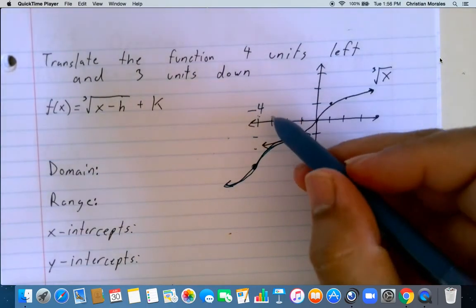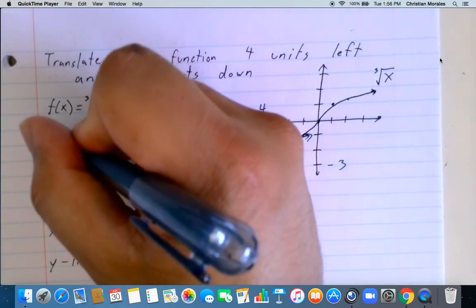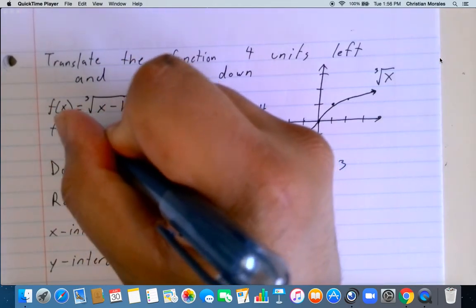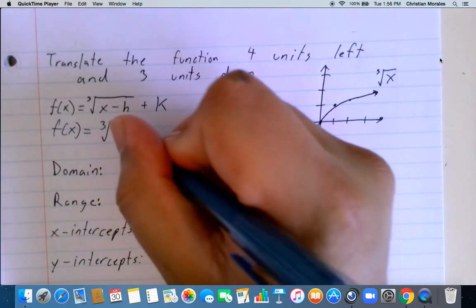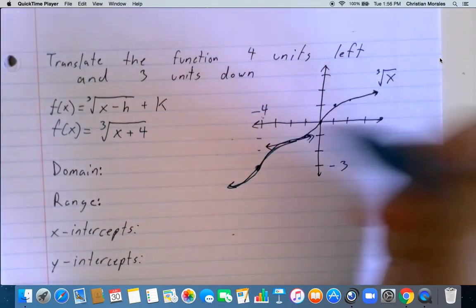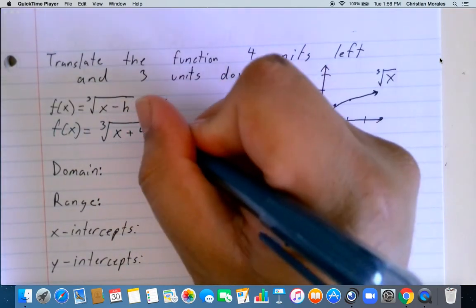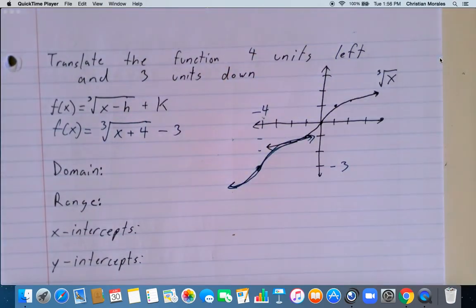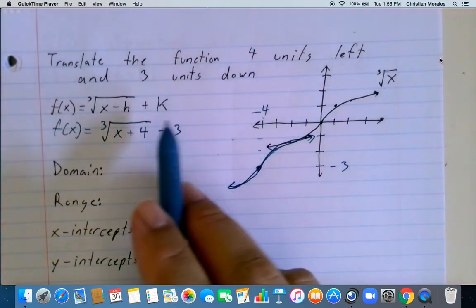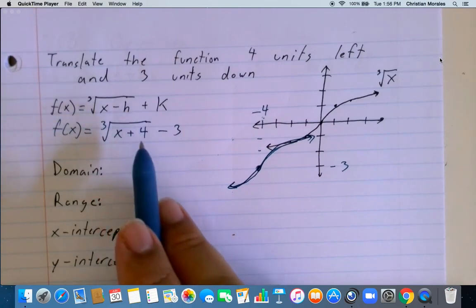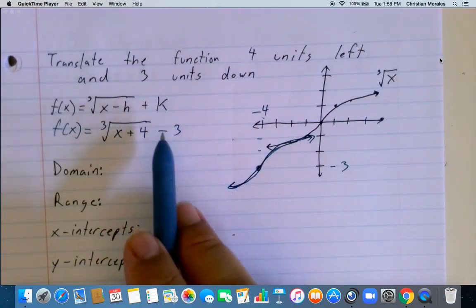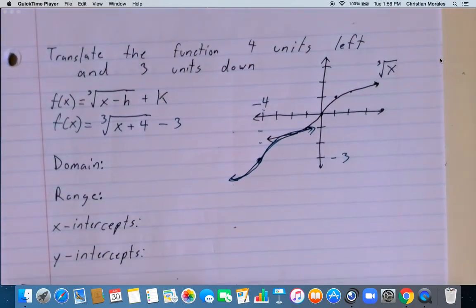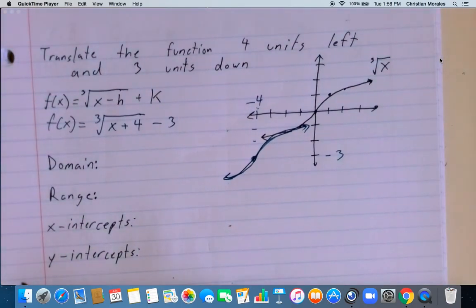So what if you take those numbers and plug them in? Your function for this cube root would be the cube root of x plus 4, minus 3. And again, because you're plugging in a negative number, that negative sign inside becomes a positive. And because you're plugging in a negative number here, that plus sign becomes negative. It changes the signs.